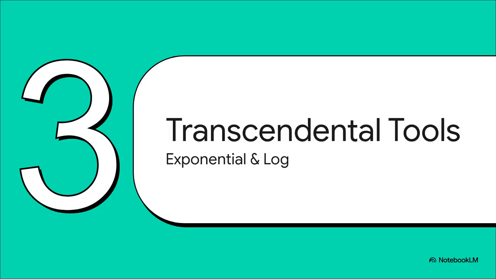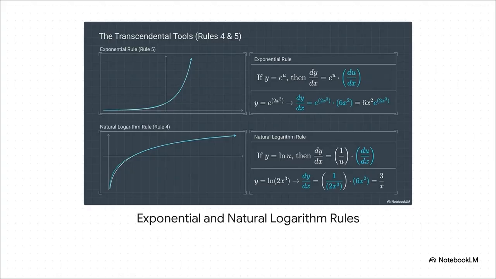All right, now that we've mastered basic polynomials, we need tools for more complex, naturally occurring curves. Welcome to Section 3, the transcendental tools. Rules 4 and 5 are just fascinating. The exponential rule uses the mathematical constant e to describe natural compounding growth. And what's absolutely amazing here is its self-replicating nature.